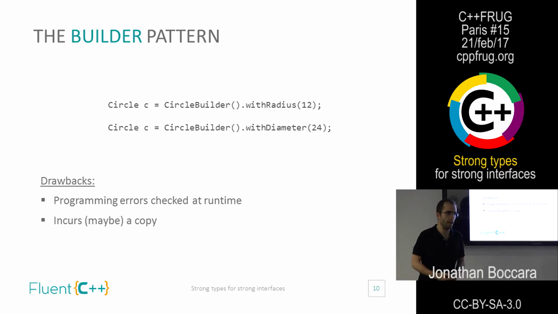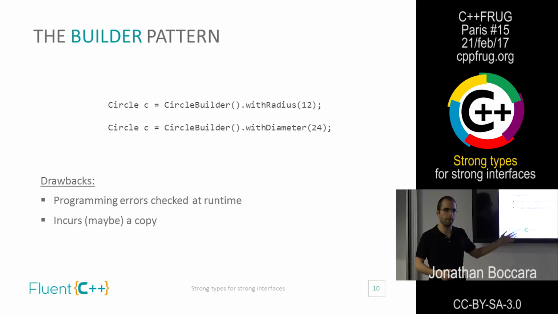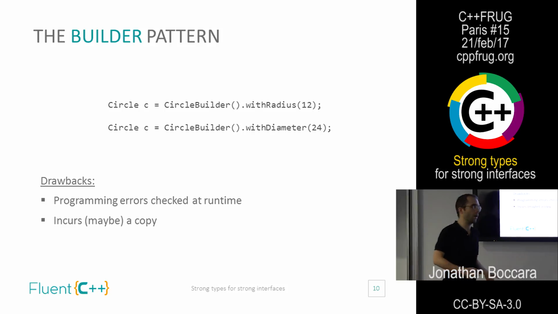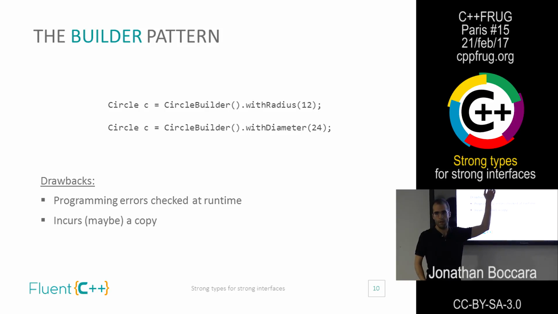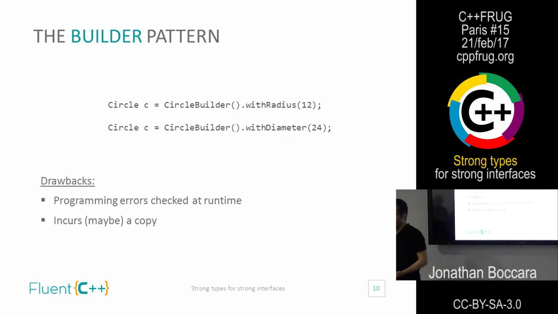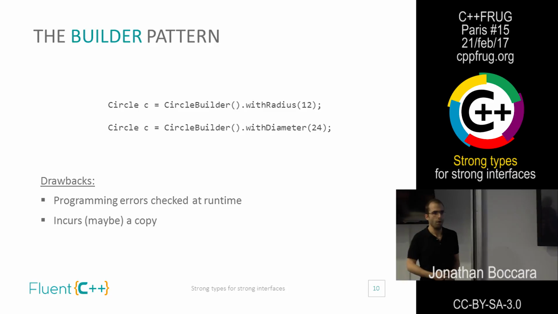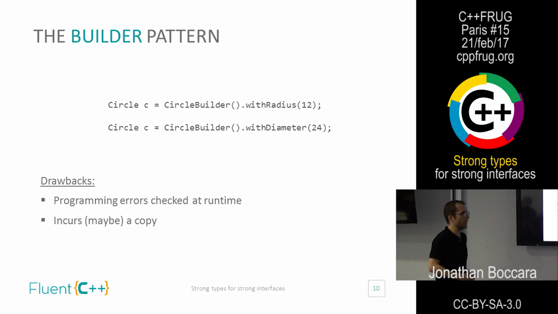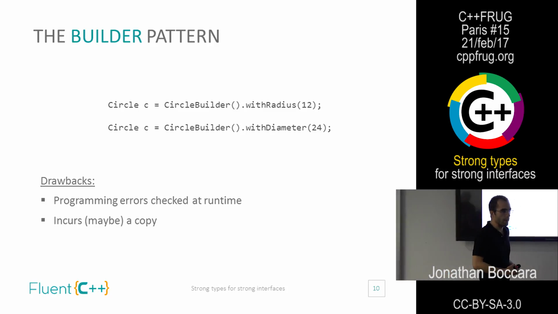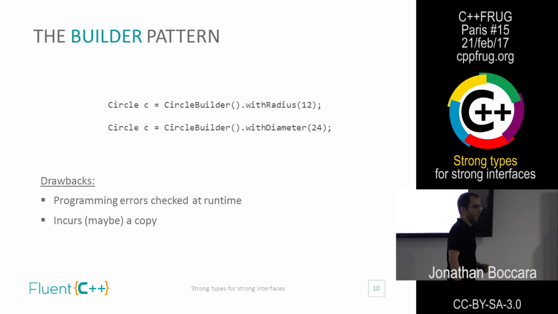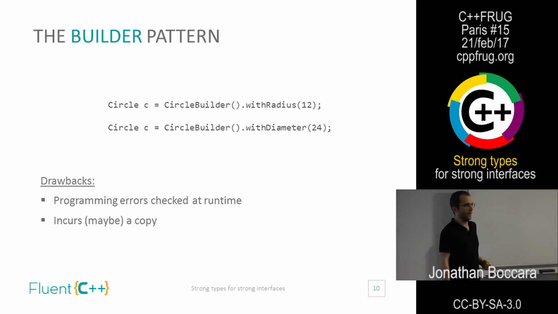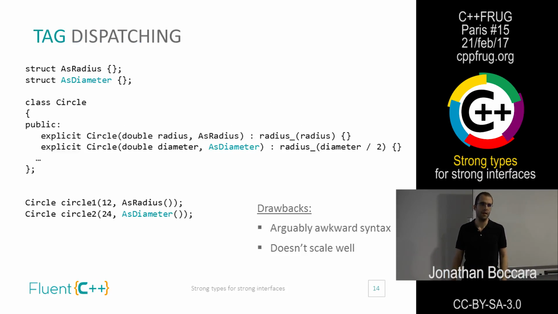Another issue that's nowhere as important is that this builder could incur a copy. When taking the circle off the builder, it may be a copy. In theory, there is a copy, although this copy can probably be elided by the compiler. Let's see a second implementation that's based on another technique that's more classical to C++, which is tag dispatching.